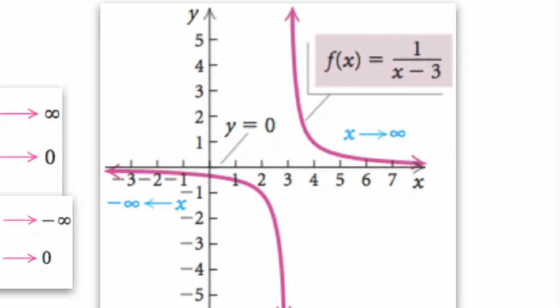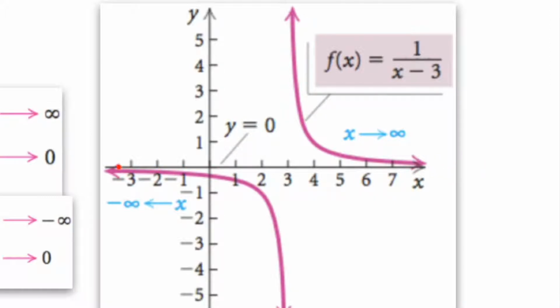Here's the same function example that we were using yesterday, and we know there's a vertical asymptote here because the graph will approach this vertical line and get as close to it as you want. However, here is a horizontal asymptote. Notice that as x approaches infinity, you can get as close as you want to the x-axis. It'll never touch it, it'll never cross it, but you can get as close as you want simply by choosing values of x that are large enough.